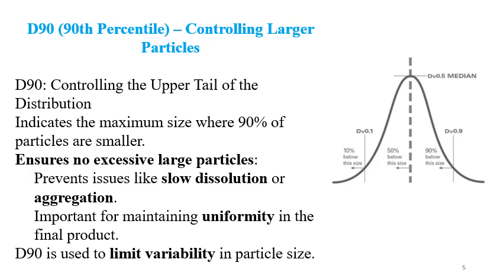D90 ensures no excessive large particles. It prevents issues like slow dissolution or aggregation, and it is important for maintaining uniformity in the final product. D90 is used to limit variability in the particle size. So it is the upper tail of the particle size distribution, and it will prevent problems in the formulation like slower dissolution because of the presence of larger particles, and it is also important for content uniformity.